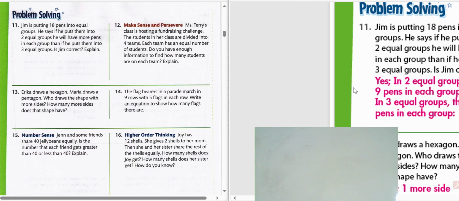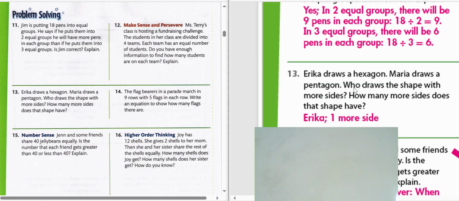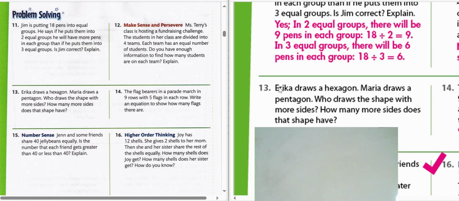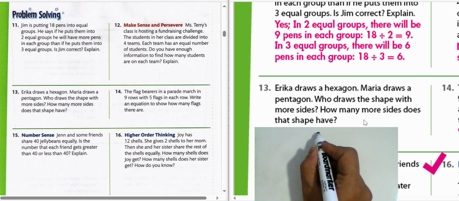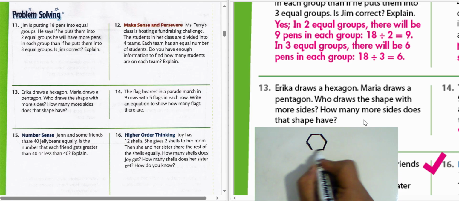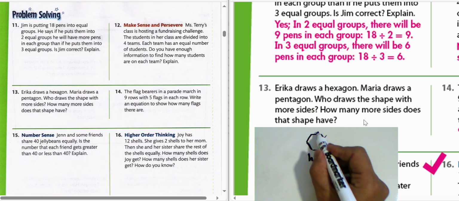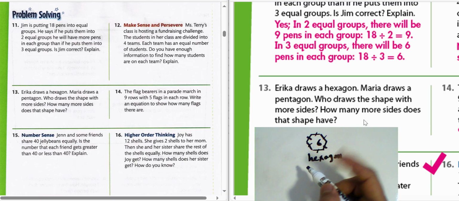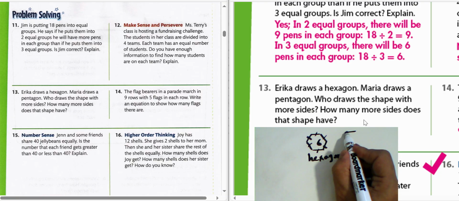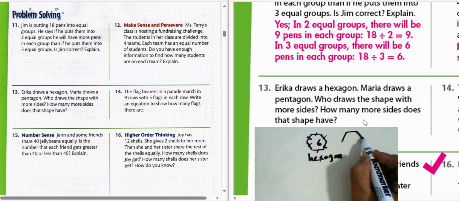Question 13. Erika draws a hexagon. Maria draws a pentagon. Who draws the shape with more sides? And how many more sides does that shape have? We know a hexagon contains 6 sides, like this: 1, 2, 3, 4, 5, 6. And Maria draws a pentagon: 1, 2, 3, 4, 5.